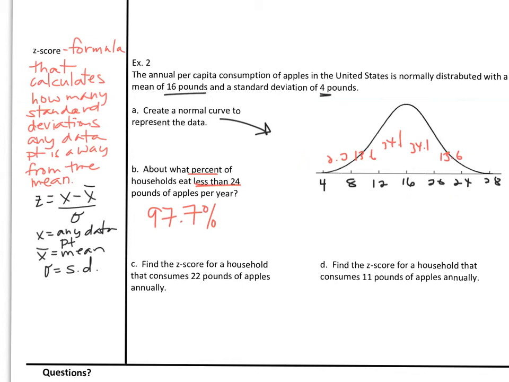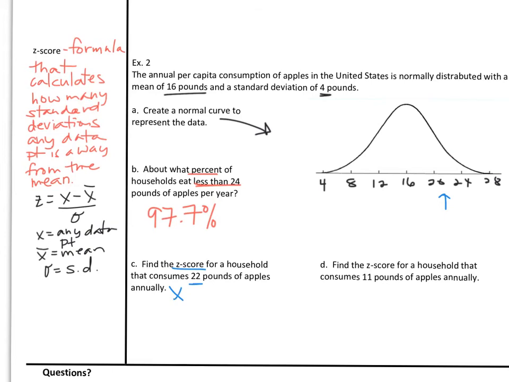However, we're not always going to have a data point that lies right there. Let's try the next example and we'll see how it works. In that next example, it says, find the z-score, so that'll tell us how many standard deviations we are away, if you only consume 22 pounds of apples. So now you're somewhere in here. Let's see how far we are away in terms of standard deviation.